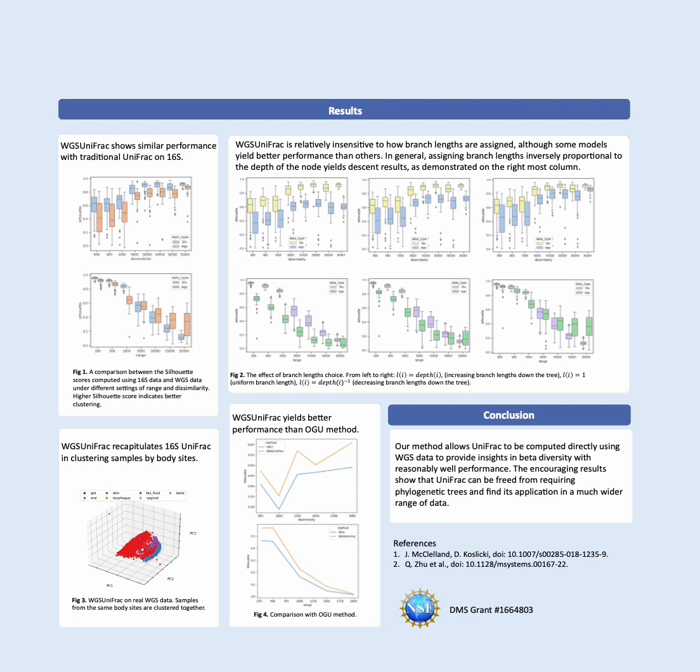In conclusion, our study demonstrated that the UniFrac can be computed using only WGS data to offer reasonable insights in beta diversity. This shows that UniFrac is not strictly dependent on the presence of phylogenetic trees and can be applied to a much wider range of data.